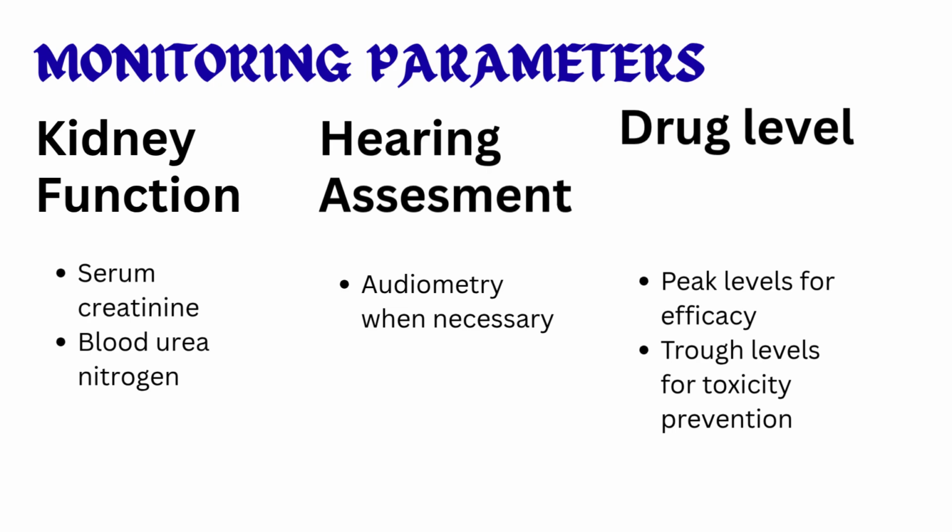Patients receiving aminoglycosides should be monitored carefully to prevent toxicity. Renal function. Monitor serum creatinine, blood urea nitrogen, BUN. This helps detect kidney damage early. Hearing assessment. Monitor for hearing loss, tinnitus, vertigo. These may indicate ototoxicity. Drug levels. Peak levels assess effectiveness. Trough levels assess toxicity. Regular monitoring helps ensure safe and effective aminoglycoside therapy.